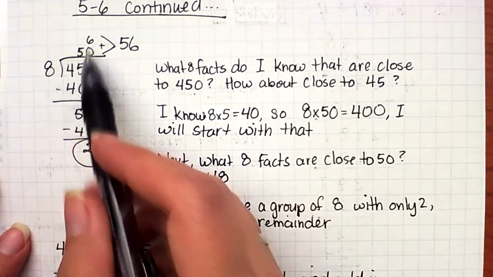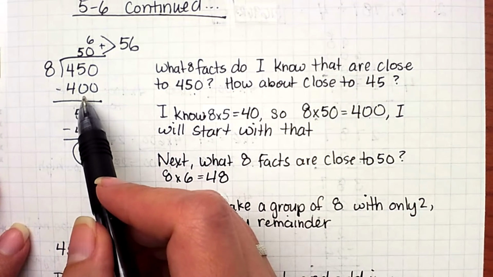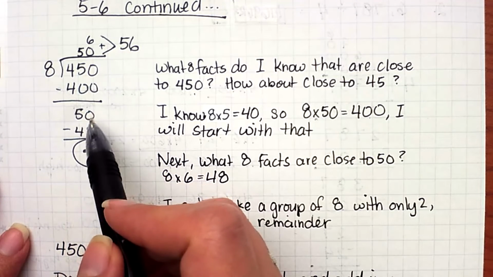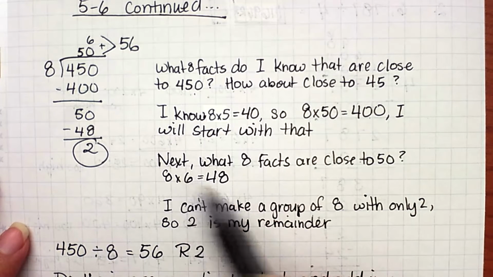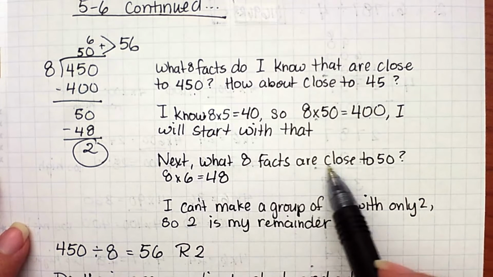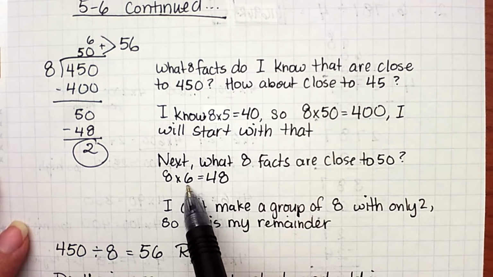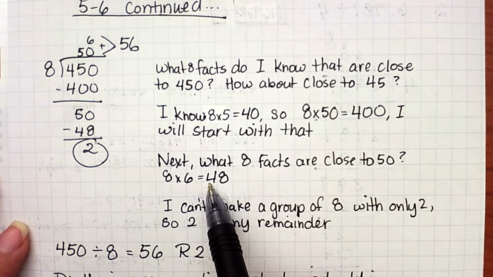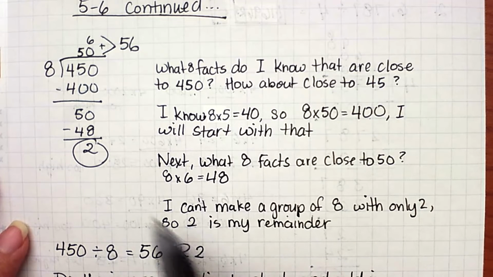So if 8 times 50 was 400, I put my 50 up here. I subtract 400 from 450, and it leaves me with 50. Next, I need to think what 8 facts are close to 50. Well, I know 8 times 6 is 48, and 8 times 7 is going to be too high, so I can't use that one.